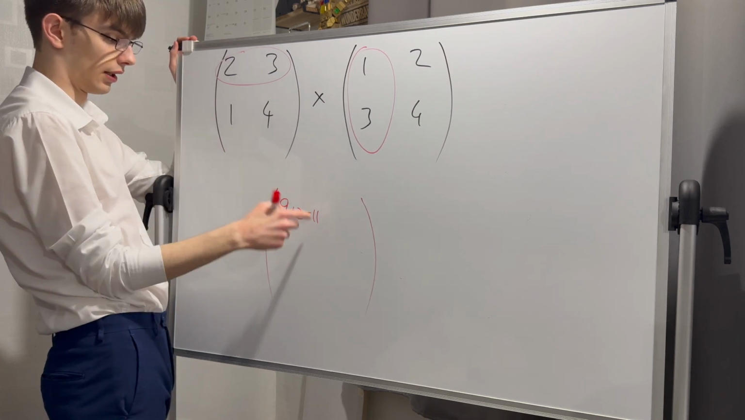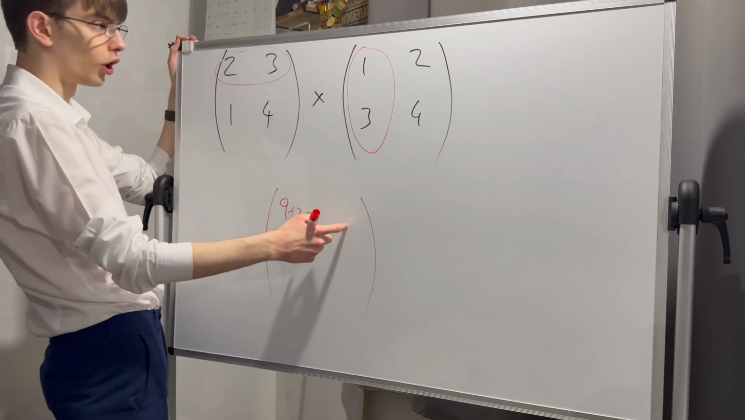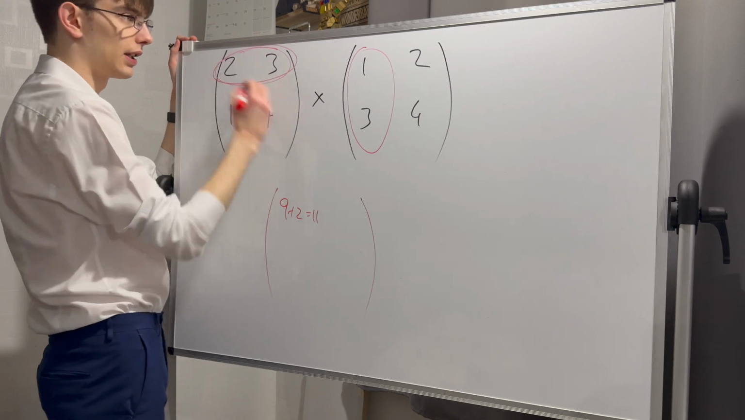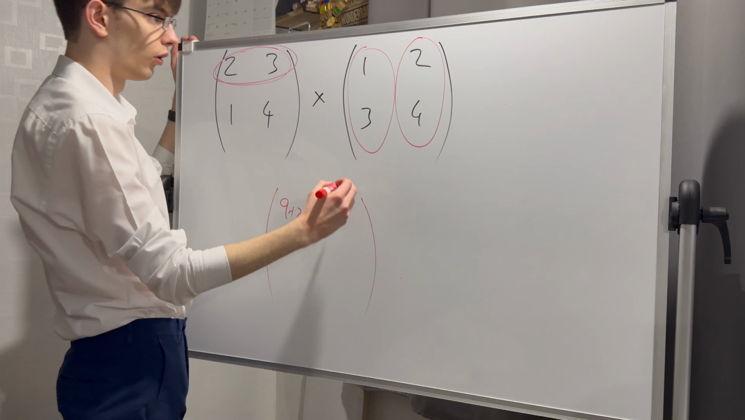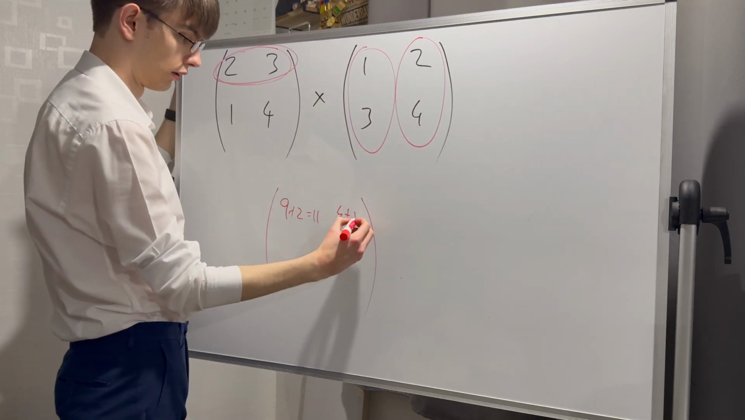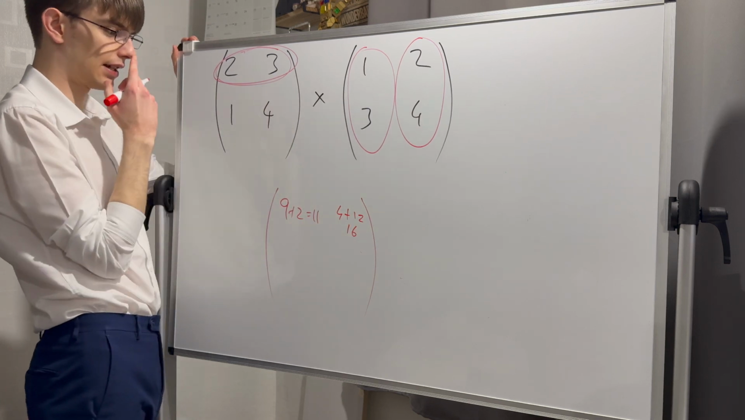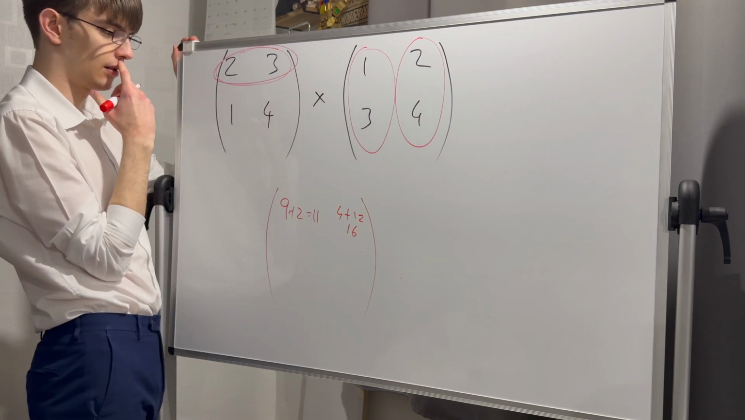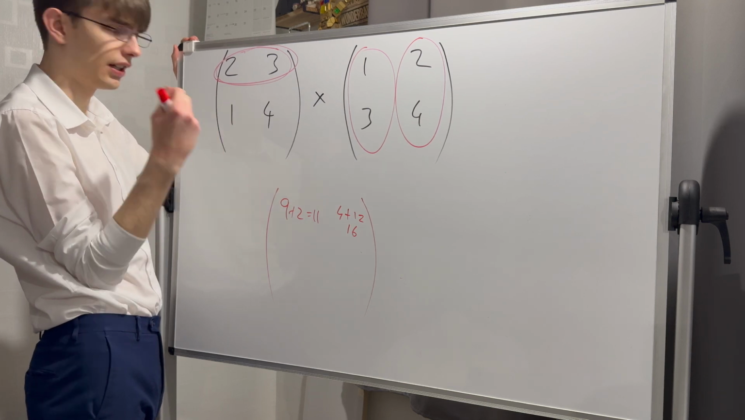Okay. Well, 11's not 4, and last time it was 4, so maybe I've made a mistake. Let's keep going. Top right is this row again, and this column. 2 times the 2 is 4. 3 times the 4 is 12. 4 times 12 is 16. Well, 16 isn't 11, I think.